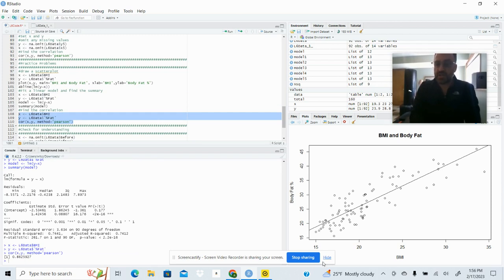And then go ahead and do the check for understanding. I would let students struggle through this. And this is very realistic health data as well.